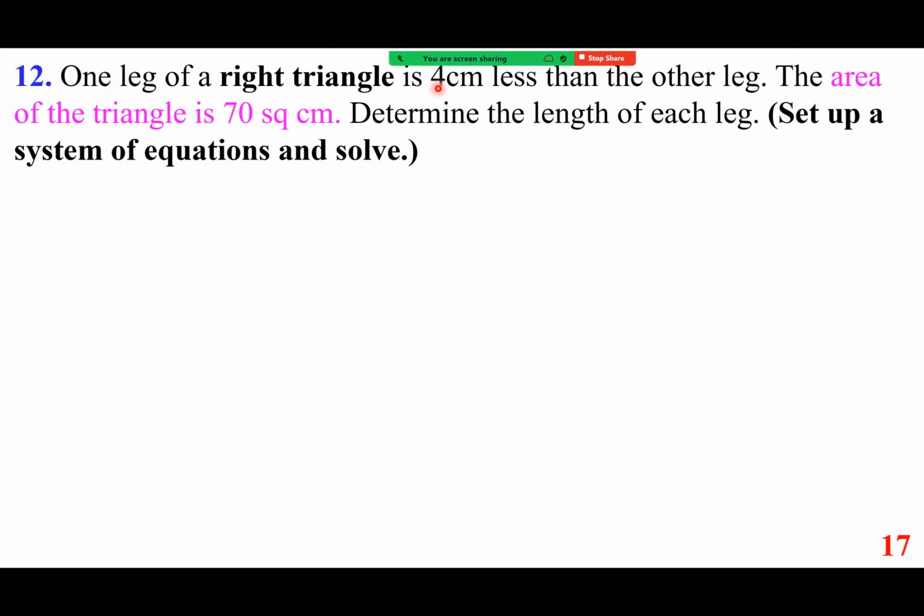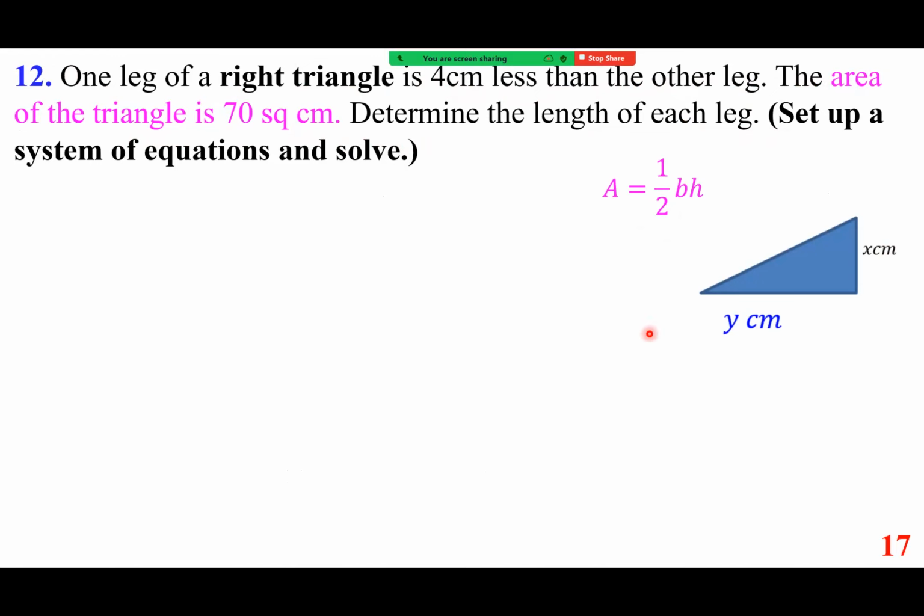One leg of a right triangle is 4 centimeters less than the other one. The area is 70 square centimeters. Determine the length of each leg. We want to set up a system of equations. First and foremost, this is a right triangle and it may not be to scale. This is X amount, this is Y amount, and we know the area is 1/2 base times the height.